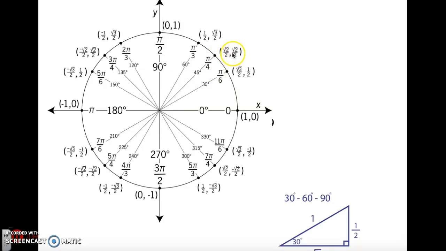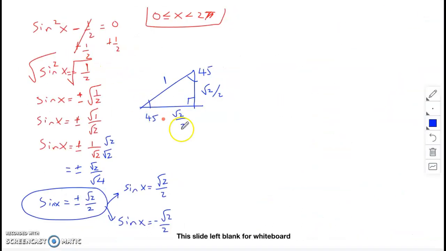So here we go. I have that at pi over 4. So my sine is positive in Q1, which is square root 2 over 2, and Q2, which is going to give me 3 pi over 4. So my first angle for this one is x equals pi over 4. 45 degrees is pi over 4, so that's my first answer, and this is in Q1.